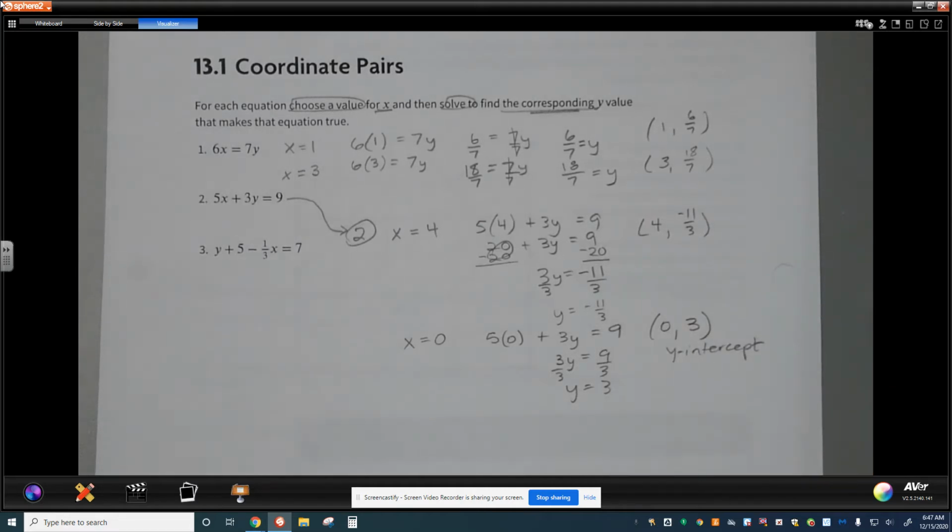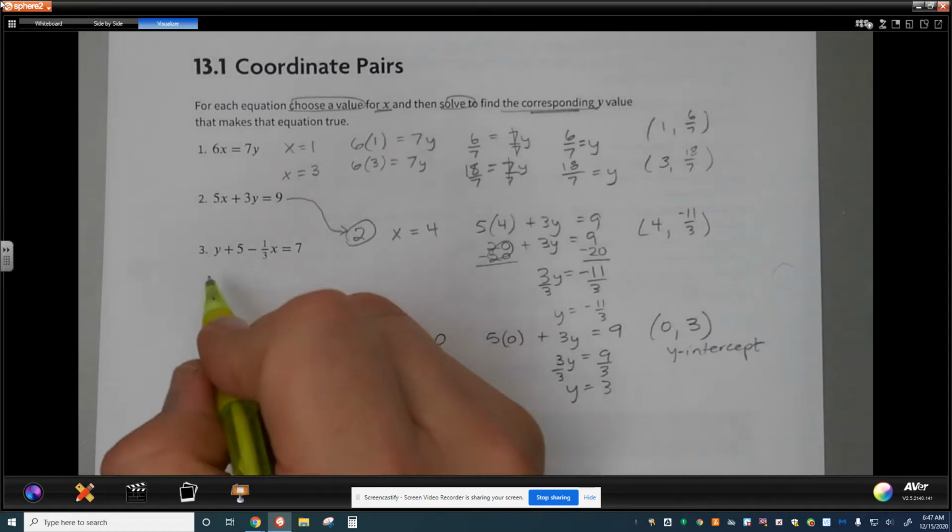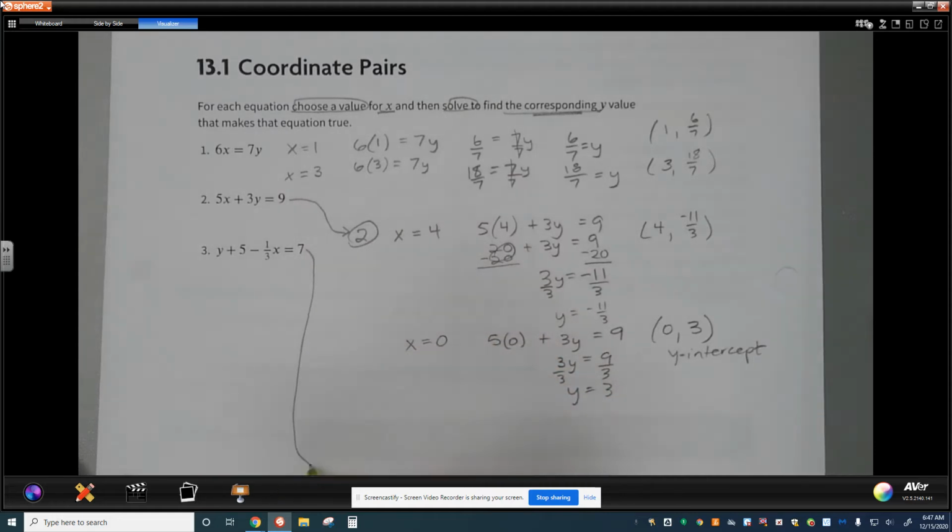I could also find what's called the x-intercept by simply doing the reverse order, substituting 0 for y. But since we're not doing that in this one, we'll have to do that another time.